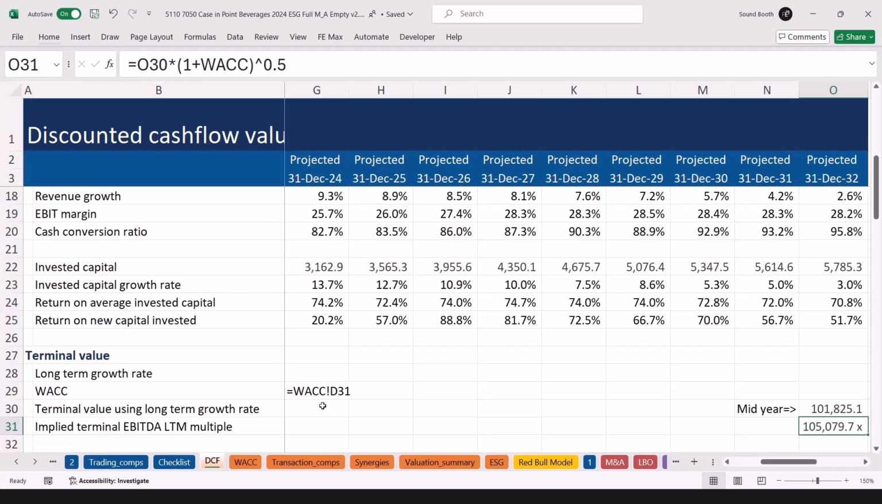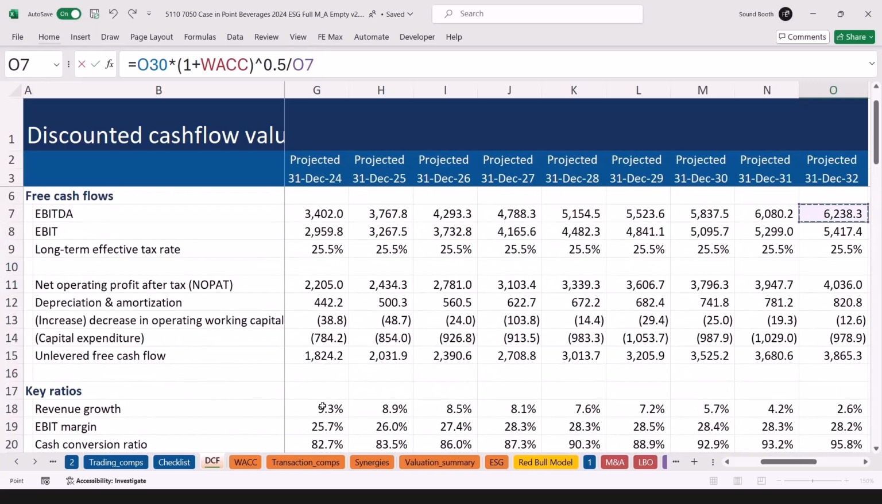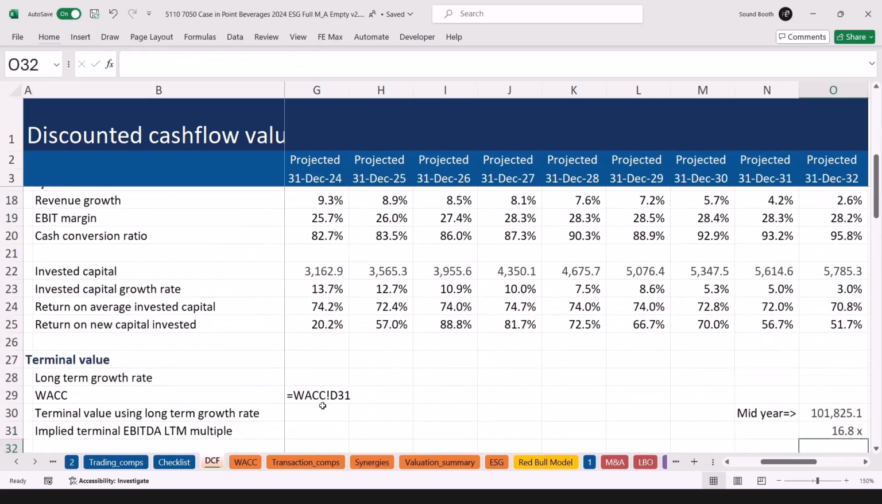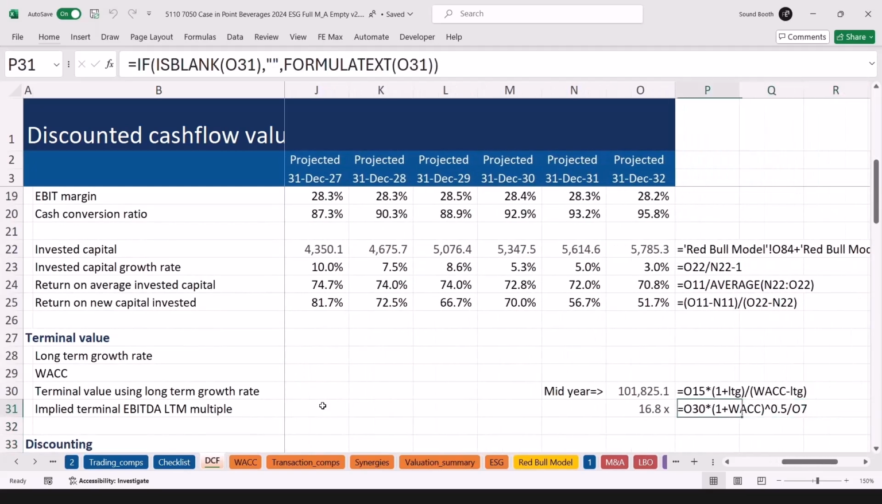But because I wanted the implied multiple, I'm going to take that calculation and just divide it by the EBITDA in the 2032 year. And that gives me an implied terminal multiple of 16.8 times. And that is using a year-end value divided by the earnings 12 months prior to that, which is for the year 2032.